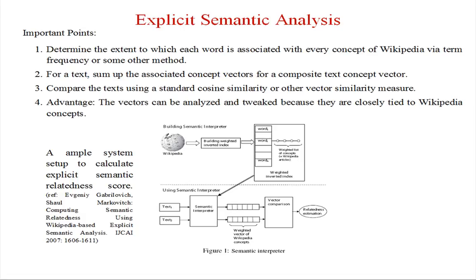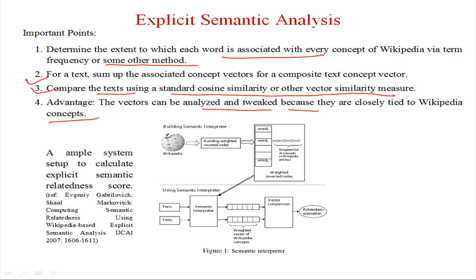Another thing is explicit semantic analysis. It determines the extent to which each word is associated with every concept of Wikipedia by term frequency or some other methods. For a text, it sums the associated concept vectors. For composite text concept vectors, it compares the texts using the standard cosine similarity or another vector similarity measure. Advantage: the vectors can be analyzed and picked because they are closely tied to Wikipedia concepts.